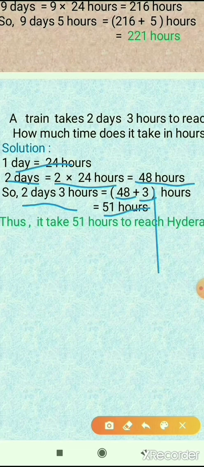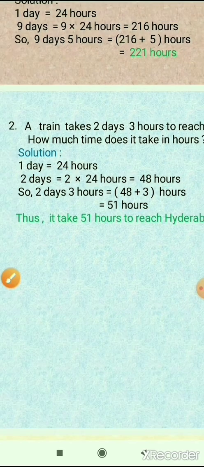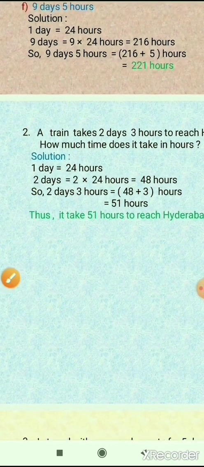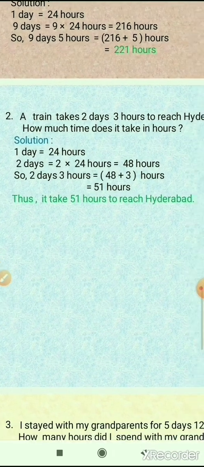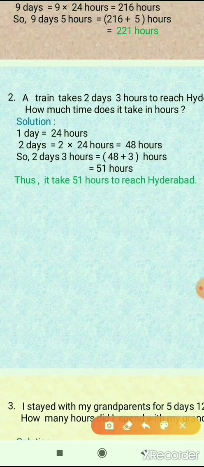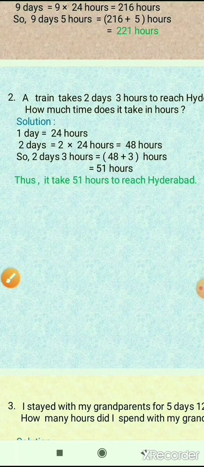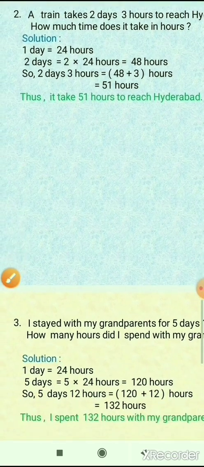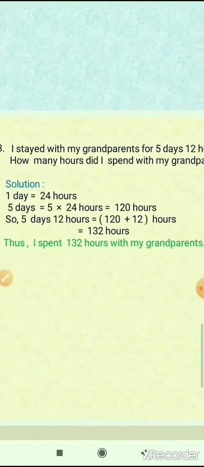So here what they ask, how much time does it take in hours? So what will be the answer? Thus, it takes 51 hours to reach Hyderabad. Okay, understood how to solve this word problem. Now see next word problem.